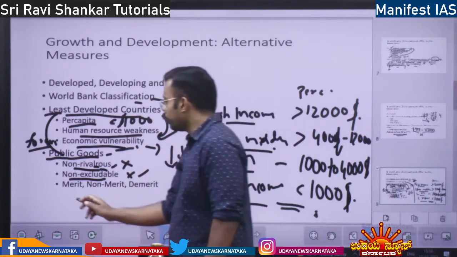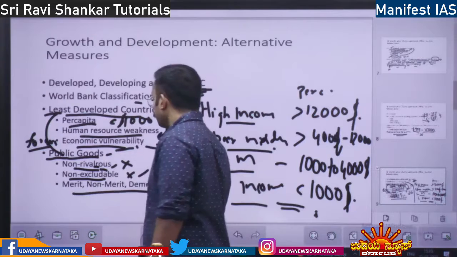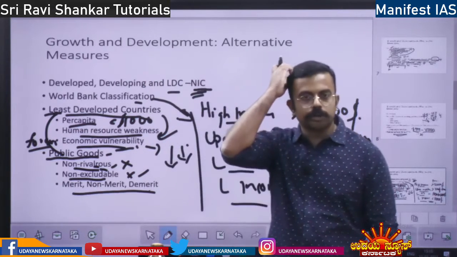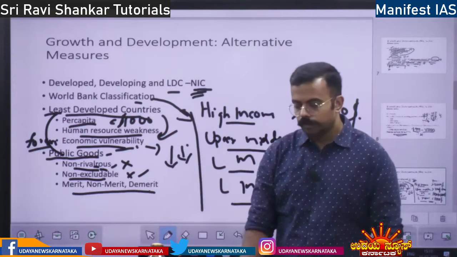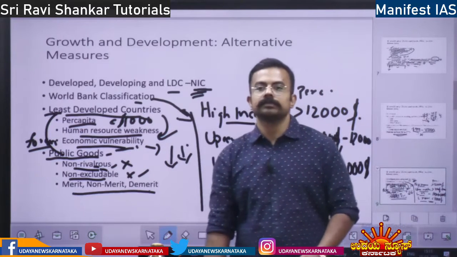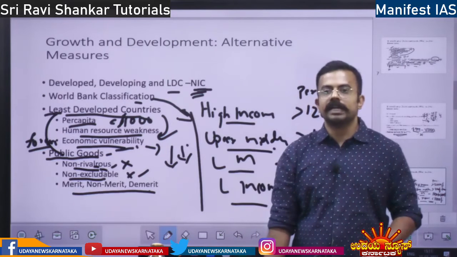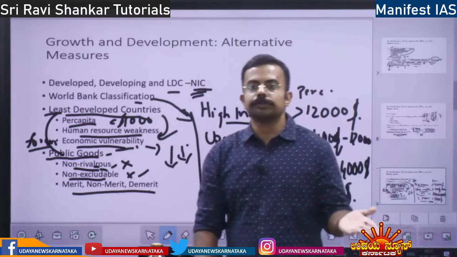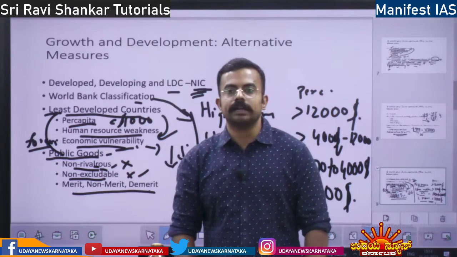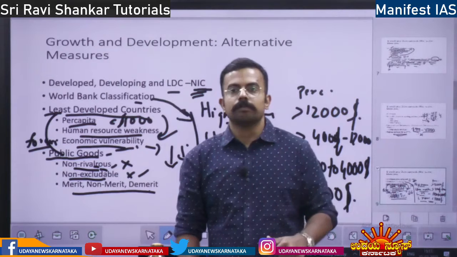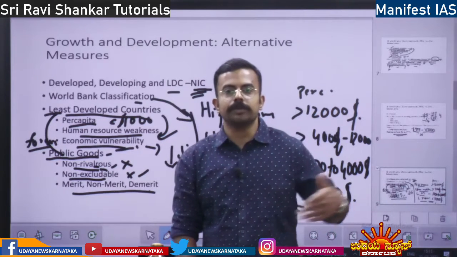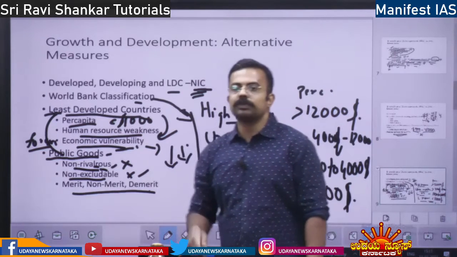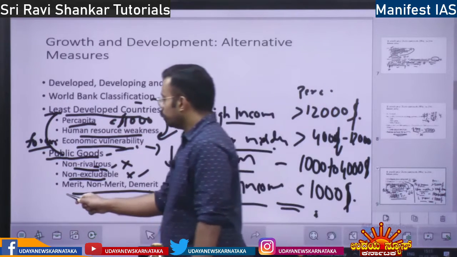Next, in the public good, we have merit, non-merit and demerit goods. Very important. Merit goods, what do you mean by merit goods? For example, the PDS system, rations, those are merit goods, right? And also public parks are merit goods, because you go there and get rejuvenated. Roads are merit goods because they help you travel. So public transport is a merit good, right?